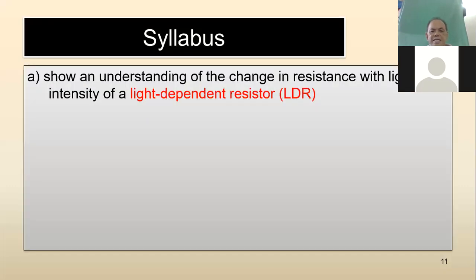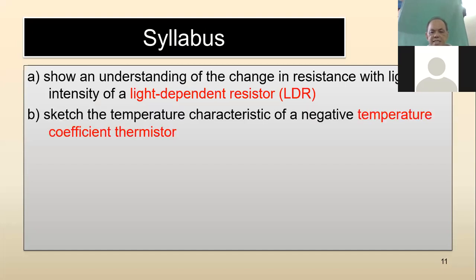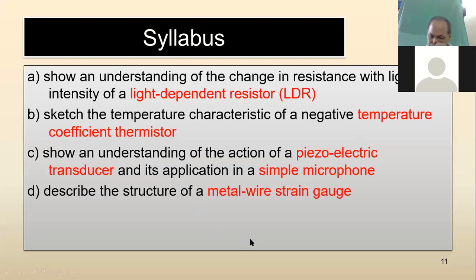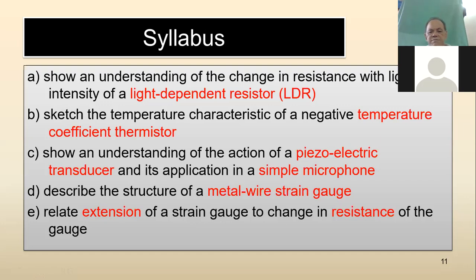Show an understanding of the change in resistance with intensity of light-dependent resistor. Sketch the temperature characteristic of a negative temperature coefficient thermistor. Show an understanding of the action of piezoelectric transducer and its application to a simple microphone. Okay, we have already seen the video on piezoelectric transducer. Describe the structure of a metal wire strain gauge. Relate extension of the strain gauge to change in the resistance of the gauge.